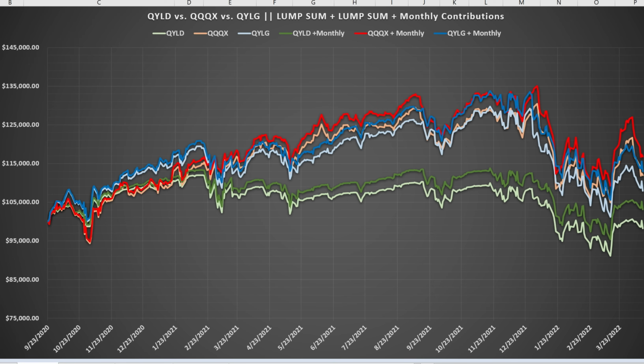But the important thing to remember here is that neither one of them is very similar to QYLD, which is definitely all in on cash flow right now. That high dividend yield, that high distribution rate. If you're looking for more of a balance there, or you want to really focus on a high yield that also has really good portfolio appreciation, you've got to respect both QYLG and QQQX.